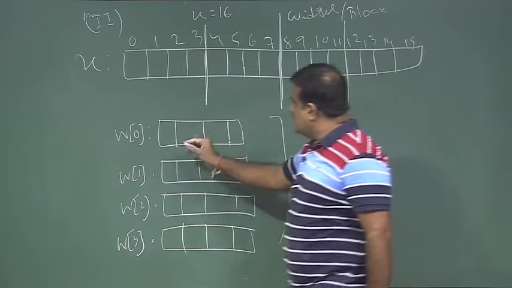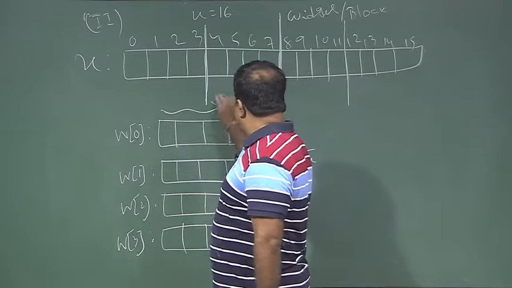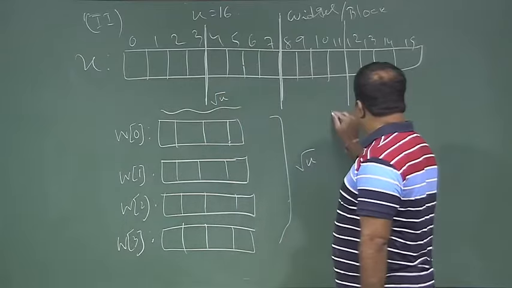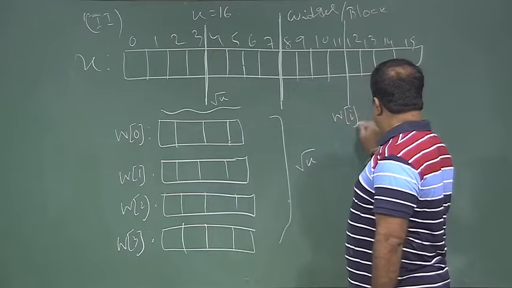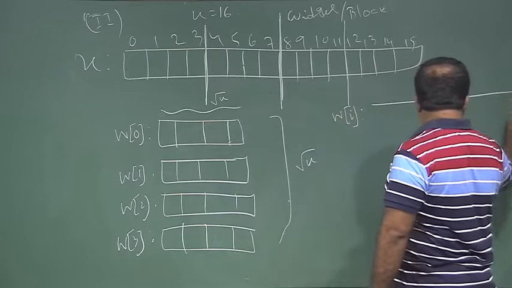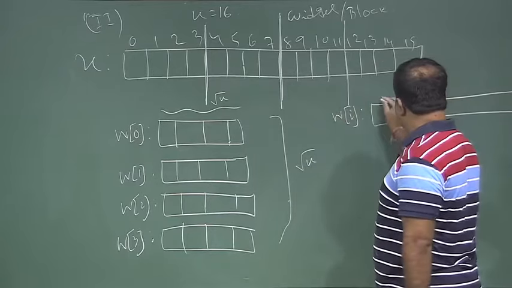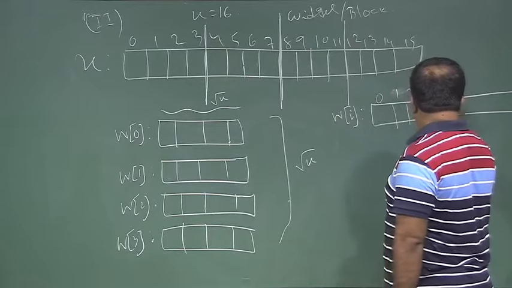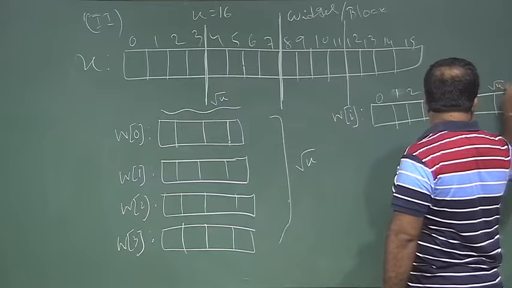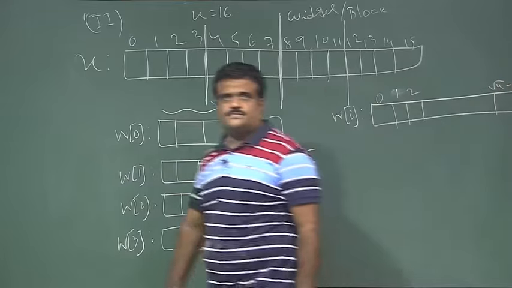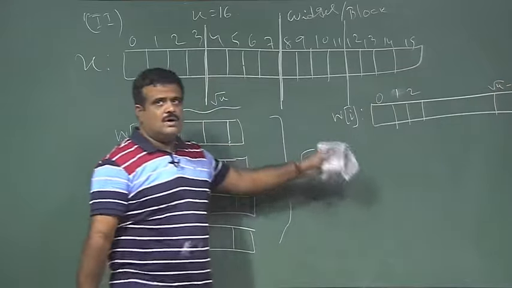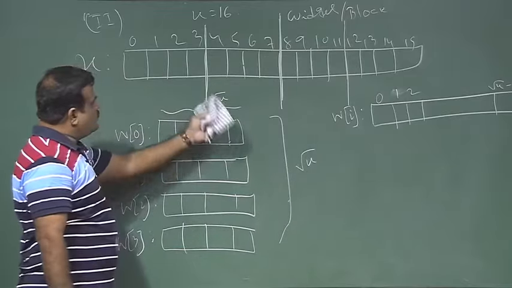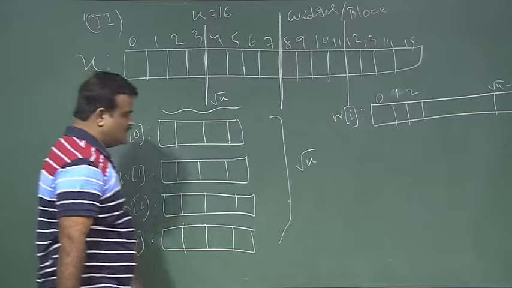And what is the size of each block? The size of each block is also root over of u. So, each block Wi is basically, in general, 0, 1, 2 up to root over of u minus 1. Okay, 0, 1, 2 up to root over of u minus 1. This is the ith block. So, here root u is 4. For simplicity, this is the situation.